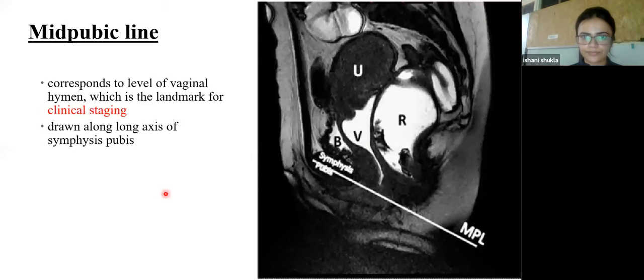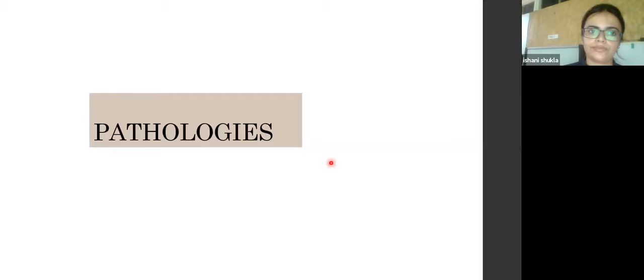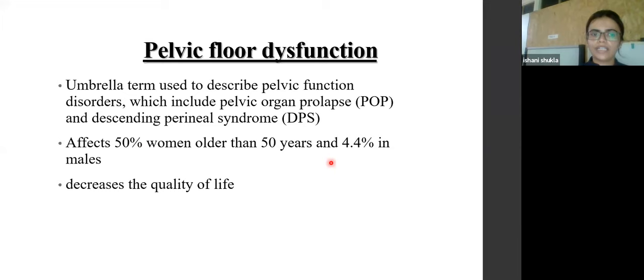The next parameter is the pubic line. This is important because clinically the pelvic organ prolapse is measured at the level of the vaginal hymen. So this line corresponds to the level of the vaginal hymen, and it is drawn along the long axis of the pubic symphysis.